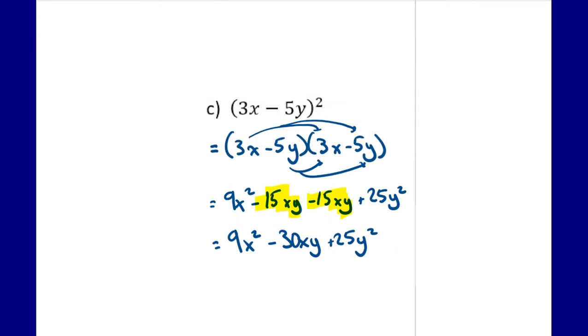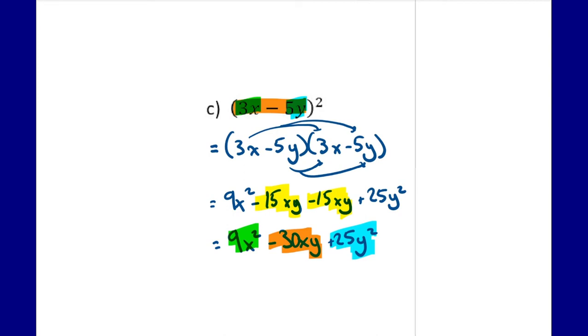If you couldn't quite find a connection, that's okay. But the connection, pattern, or relationship that you should have found is that if we square this first term, we get the first term here. The second term, if we square that, we get the last term in our trinomial. And if we multiply the two together, and then multiply it by 2, we end up with our middle term.